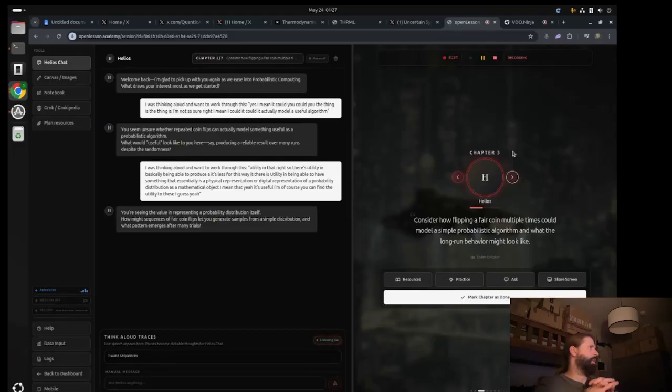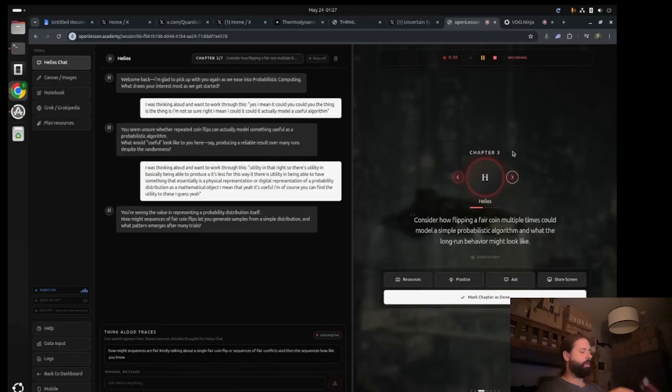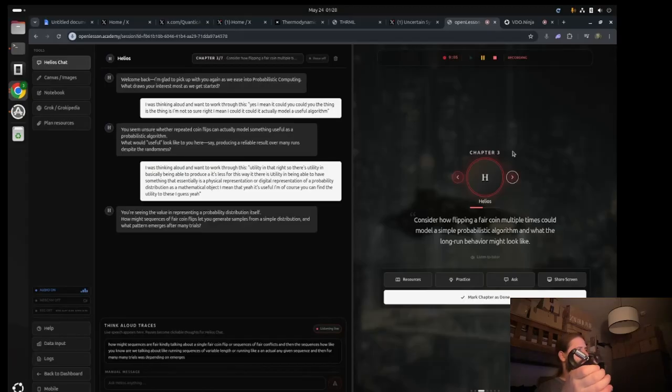What sequences of fair coin flips let you generate samples from a simple distribution, and what pattern emerges after many trials? Are we talking about a single fair coin flip or sequences of fair coin flips? Are we talking about running sequences of variable length, or any given sequence, and then for many trials, what's the pattern that emerges? What is it you're asking?